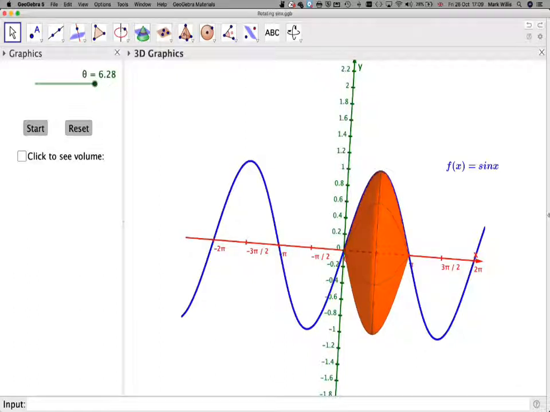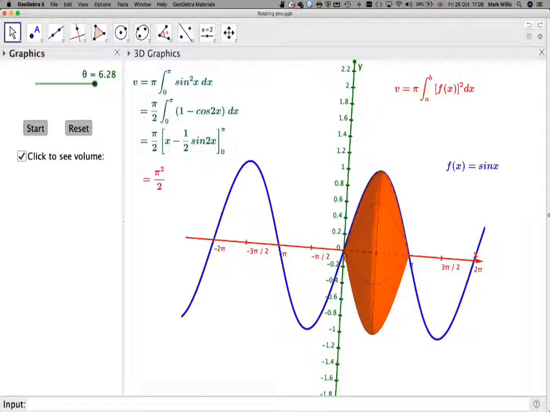If we click here as well, we can get the procedure that I've just done, the integral I just got, and then pi squared over 2. So this has been a video to show you how to find the volume of revolution of a sine function. I hope you've understood.